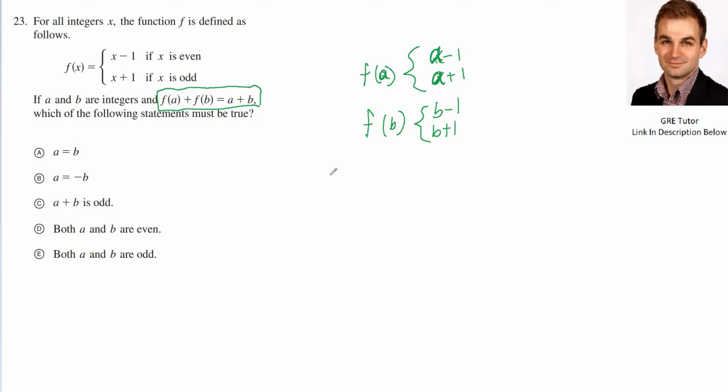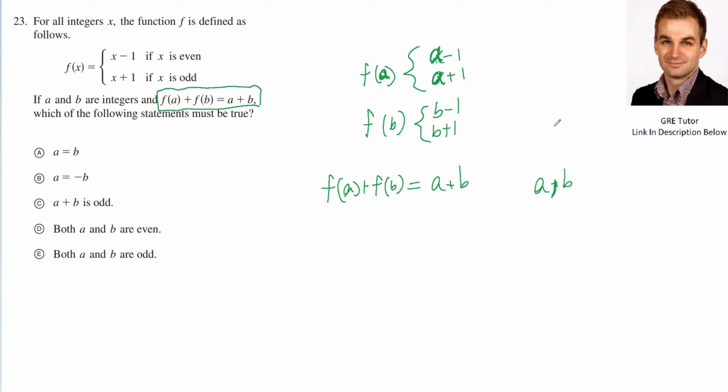And now we know that f of a plus f of b is going to be equal to a plus b. Alright, now the only way that f of a plus f of b can be equal to a plus b, when the moment you have a entered into the function, it changes to not a, and the moment you have b entered into the function, it changes to something that's not b, it's either minus 1 or plus 1, is if a and b are right next to each other.